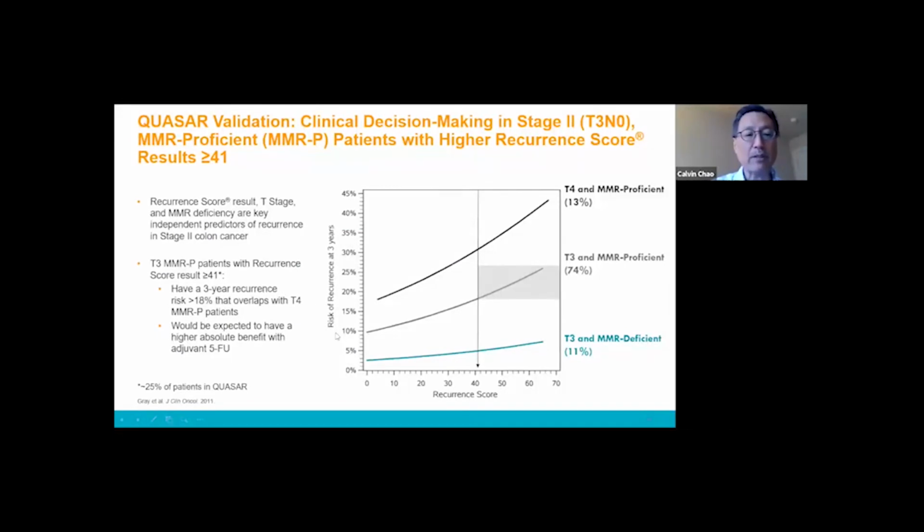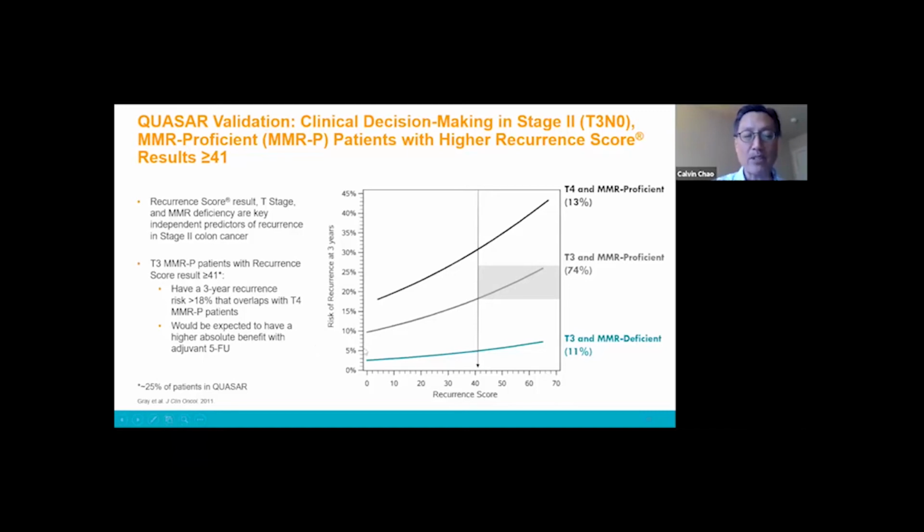Here's the graph produced from Quasar that is given to patients. The middle curve is the most relevant one, in the T3 MMR proficient category, which is roughly 75% of the patients. And generally speaking, we point to the recurrence score of 41 as a cut point for separating the high-risk patients from everybody else, the lower risk patients. And you can see that about 25% of the patients in Quasar had higher risk recurrence scores, and these patients have a much higher risk of well over 20% as opposed to the patients down at the lower risk range.